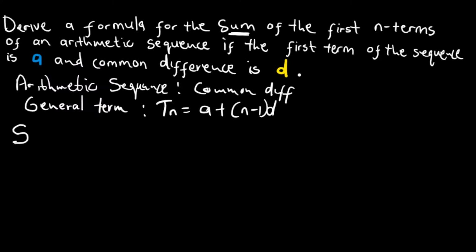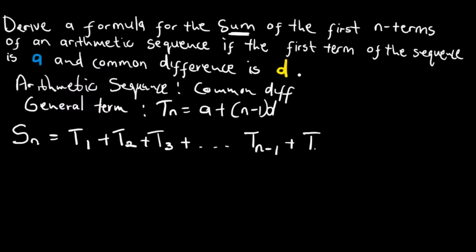So the sum, which is denoted by S subscript n, is equal to term number 1 plus term number 2 plus term number 3 all the way up to term subscript n minus 1 plus term subscript n. So how can we find these terms? Term number 1, using the general term, is a plus (1 minus 1) multiplied by d. 1 minus 1 is 0, so term number 1 is a.